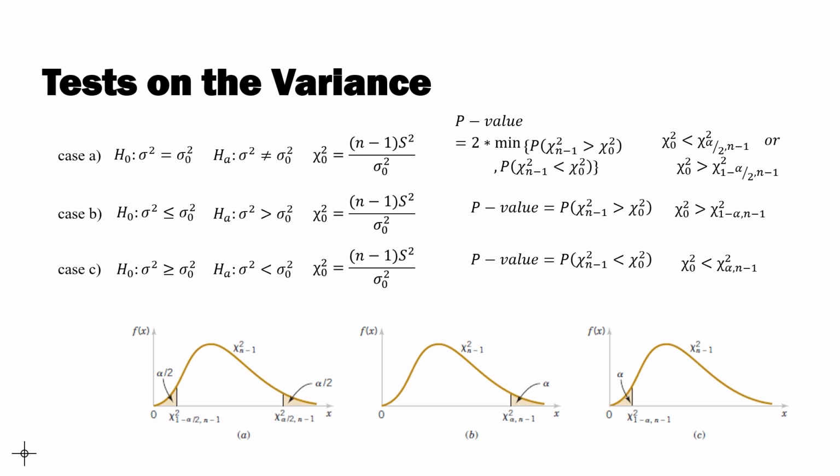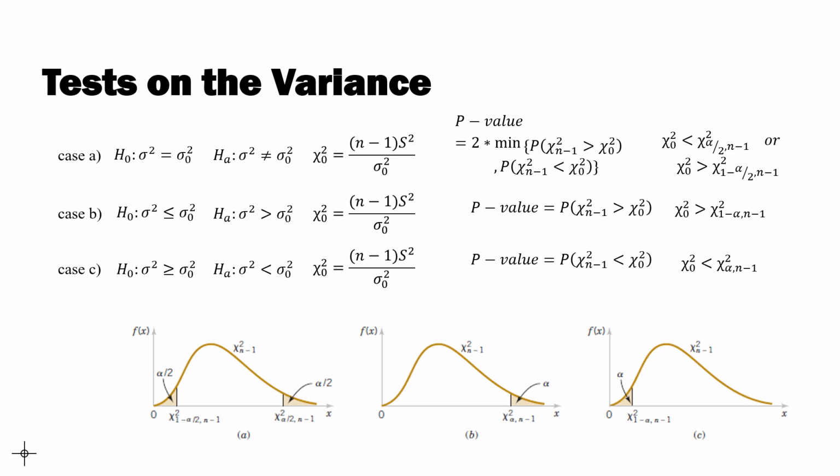If the p-value is very small, we reject the null hypothesis. The rejection region for a two-tailed test consists of both the upper tail and the lower tail of the chi-squared distribution with n minus 1 degrees of freedom. This is the highlighted area in part A bottom figure. If the test statistic falls within either of these regions, we reject the null hypothesis. These areas are determined by the chosen significance level.